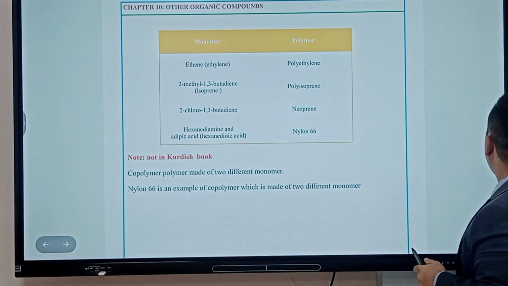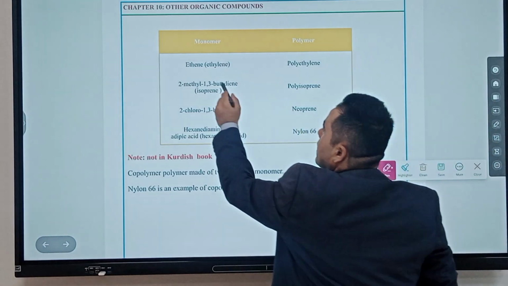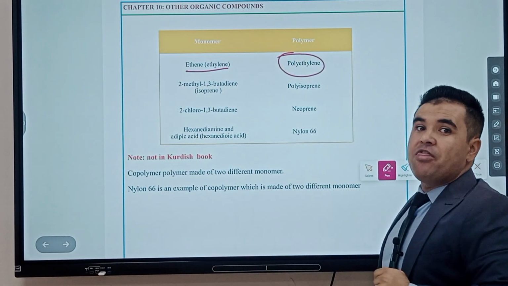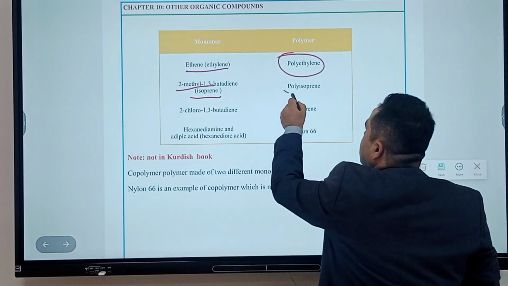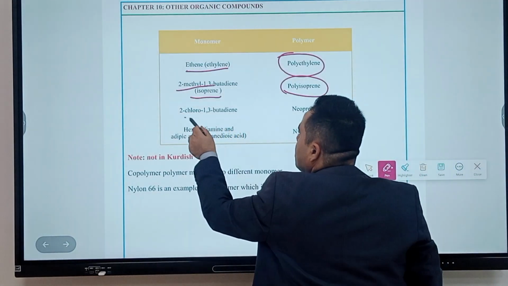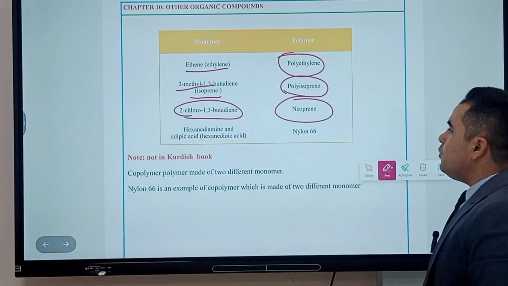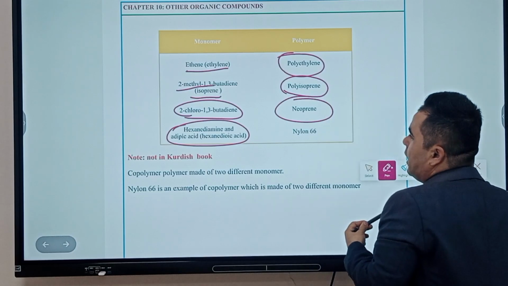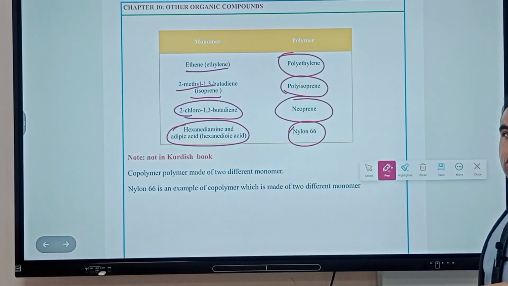Guys, here we have the examples of monomers and polymers. Ethene or ethylene is the monomer, but when it becomes a polymer, it becomes polyethylene. 2-methyl-1,3-butadiene is isoprene, and it becomes polyisoprene as the polymer. 2-chloro-1,3-butadiene is the monomer, and it becomes neoprene as the polymer. And hexane diamine and adipic acid, hexane dioic acid, become nylon 66 as a polymer when they condense with each other.